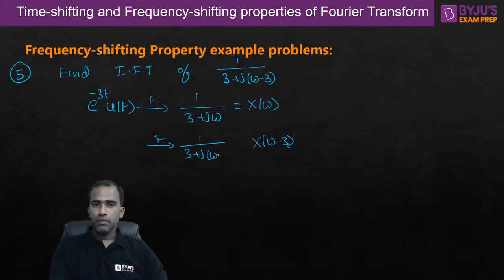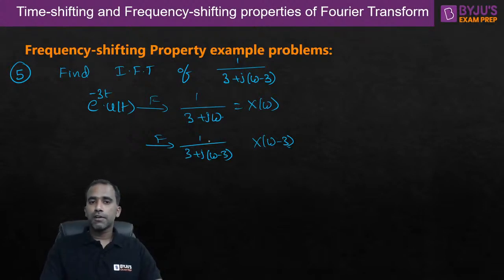Since you know the inverse Fourier transform of the basic signal, then you can find the inverse Fourier transform of a modified version. This modified version is nothing but a frequency shifted version. By using the frequency shifting property, you can find the inverse Fourier transform of this also. But first of all, you should know the inverse Fourier transform of the basic version of that signal. Okay, right. So what is it?